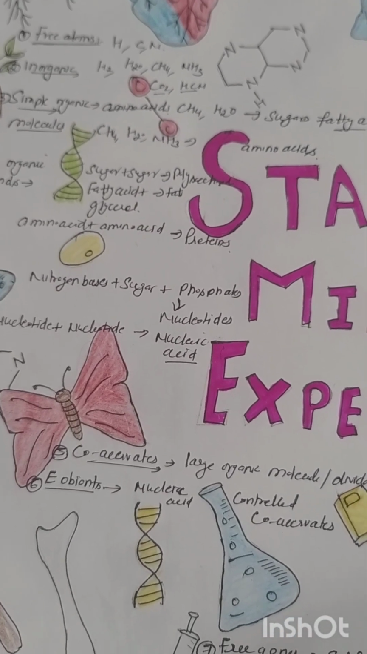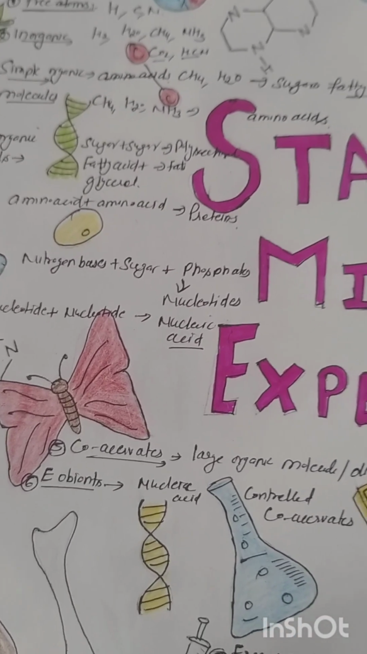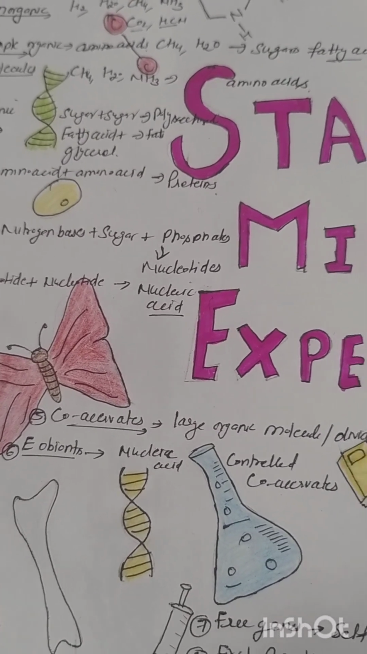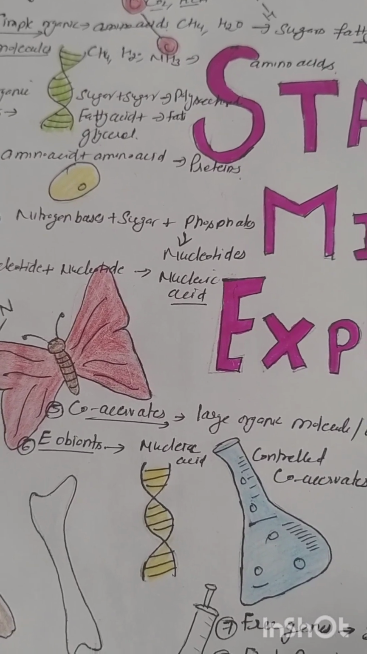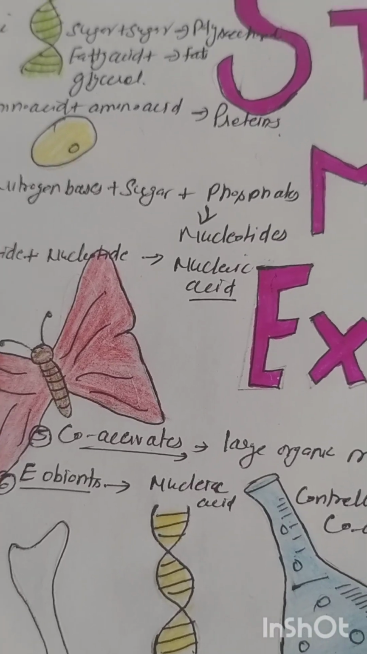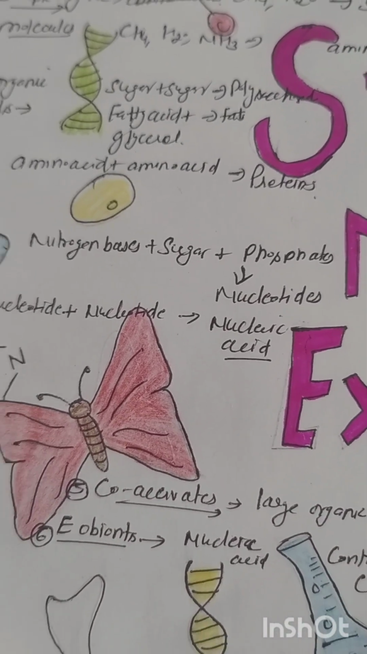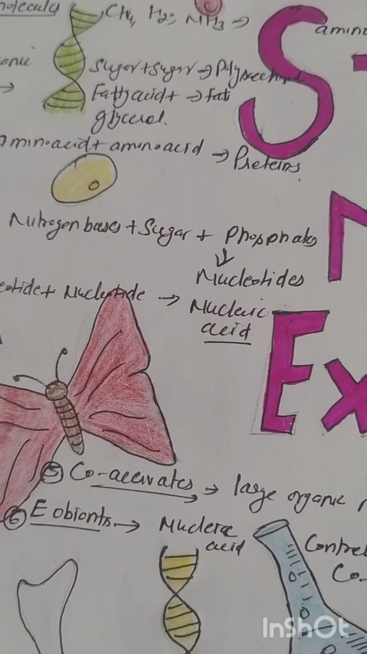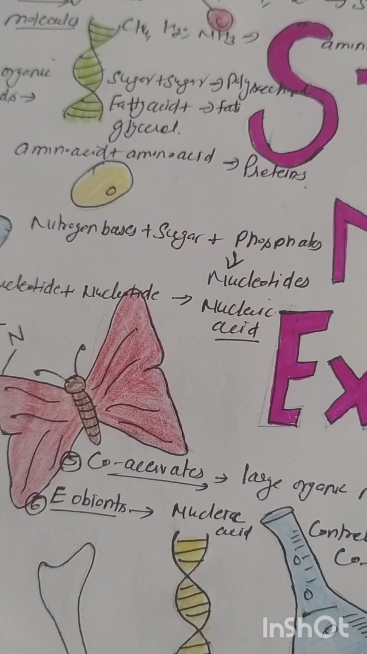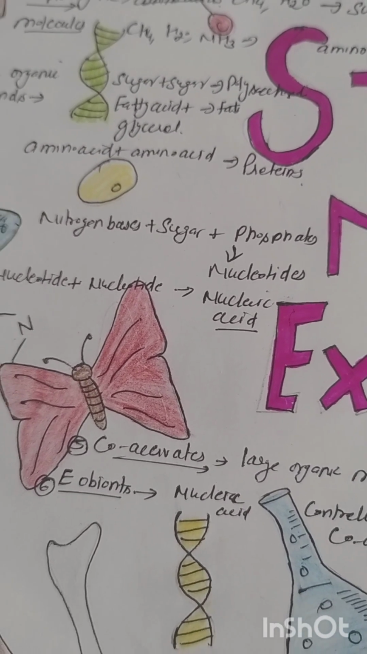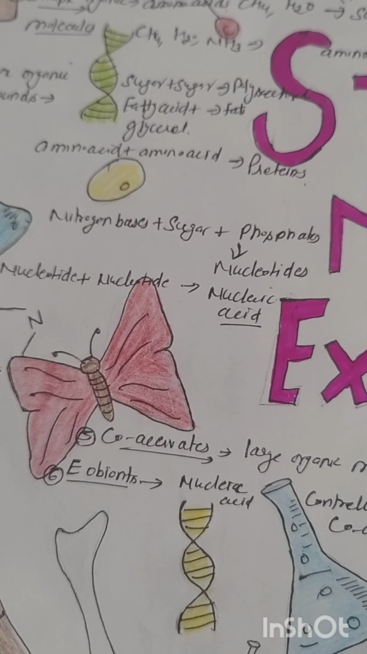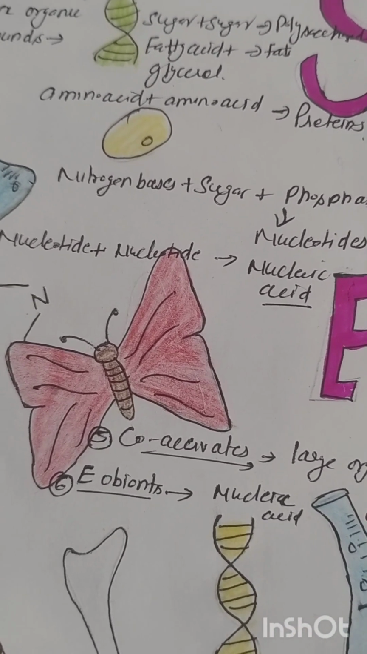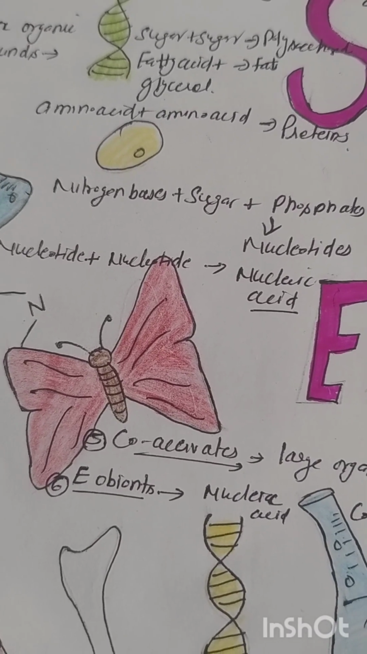So complex organic molecules were sugar plus sugar. Sugar and sugar join together forming the polysaccharides. This one, monosaccharides forming the polysaccharides. Then fatty acids and glycerol are forming the fats. Amino acids and amino acids are forming the proteins. Nitrogen base, sugar plus phosphate are forming the nucleotides. And nucleotides are forming the nucleic acids.